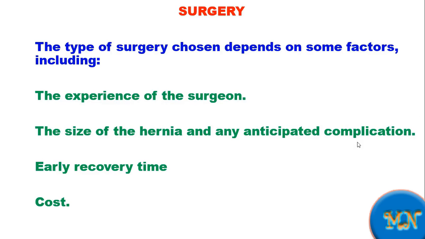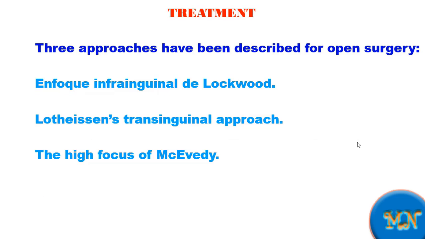Surgery. The type of surgery chosen depends on some factors, including the experience of the surgeon, the size of the hernia, and any anticipated complication, earlier recovery time, cost. Treatment. Three approaches have been described for open surgery: the infrainguinal approach of Lockwood, the low inguinal approach of Lotheissen, and the high approach of McEvedy.